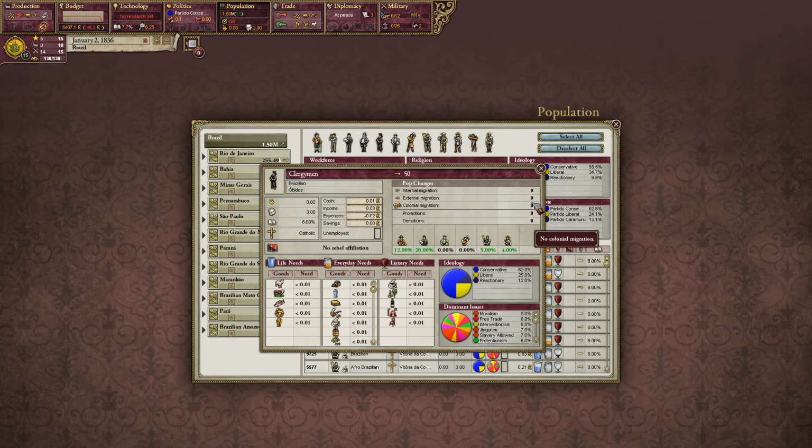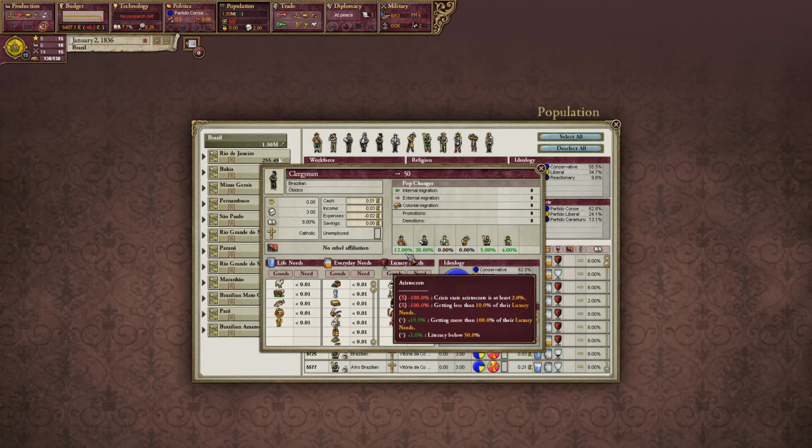Which, as a New World nation, you're really not going to have to worry about that much. In colonial migration, we don't have any colonies right now, but say we had a colony in Africa, it's going to show you how and why, and how many of them are going to move to the colonies. And it'll show you how many of them are promoting or demoting, which if we go down here, we can see the percentage boosts for if they will.